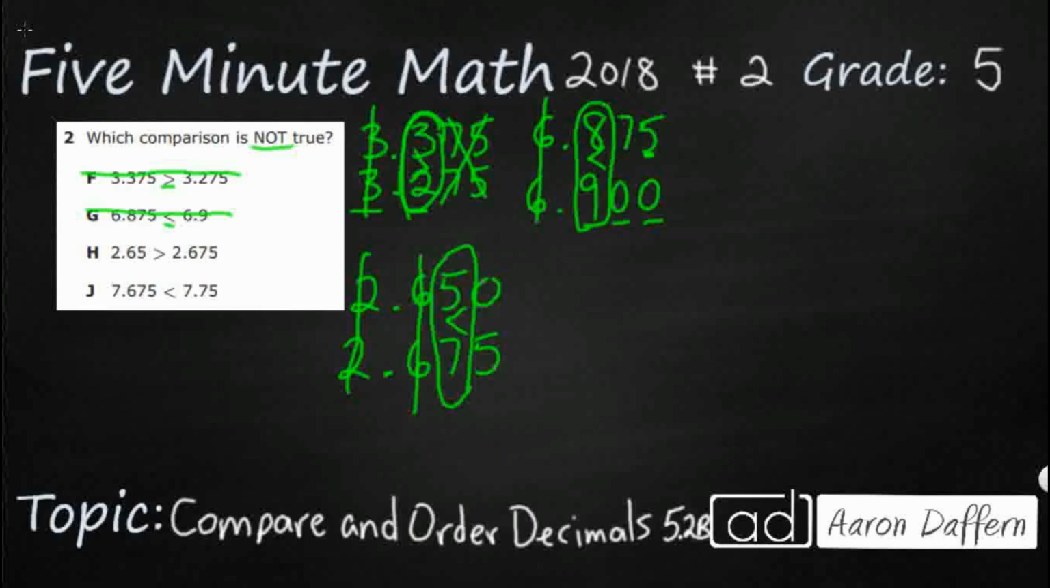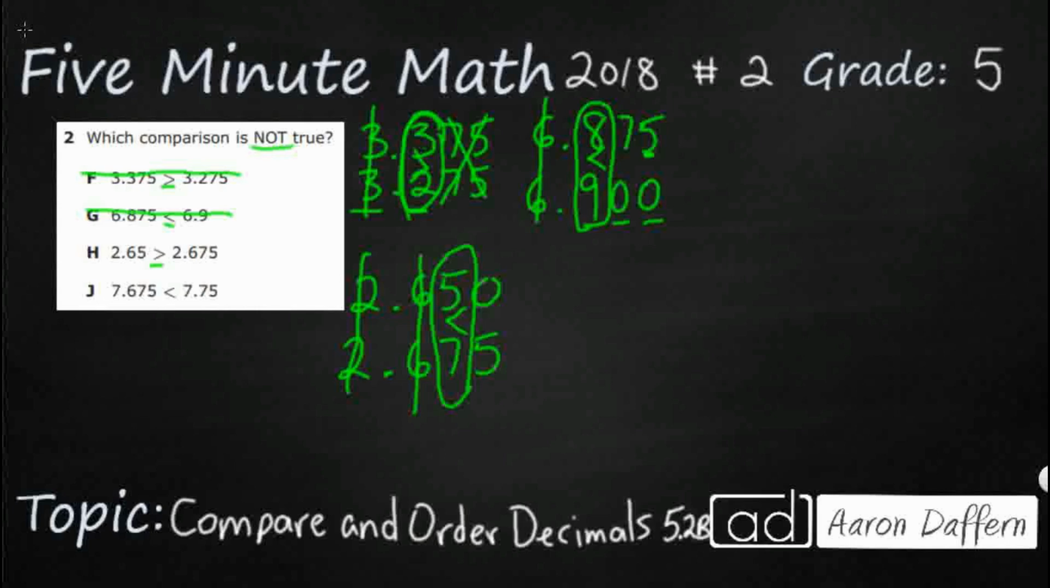That makes sense. But it looks like that is the incorrect operation or comparison they have in H. They have greater than. 650 is not greater than 675. It is less than. So I'm thinking H is our answer.